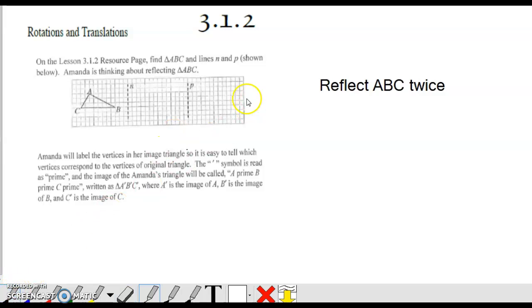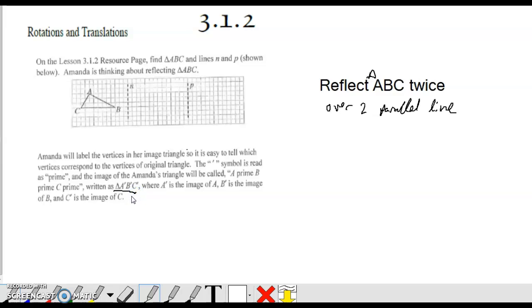So, things to keep in mind: reflect ABC twice, over two parallel lines. Every time we reflect, we're going to get an image, and when we create our image, we also want to make sure that we label it. This is what I was talking about with the prime. It kind of looks like an apostrophe, and the apostrophe symbol is read as prime. The image of a new triangle can be called A prime, B prime, C prime.